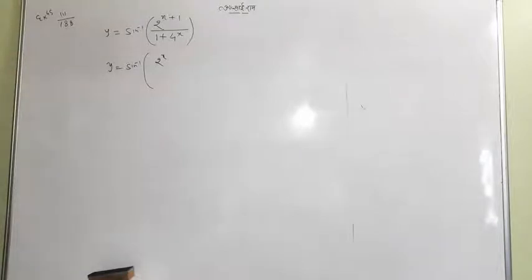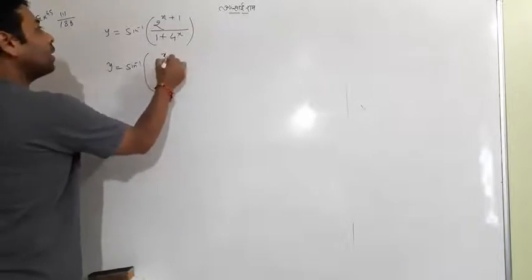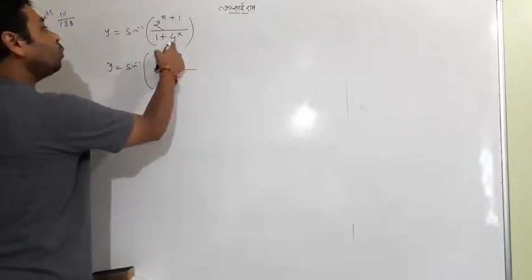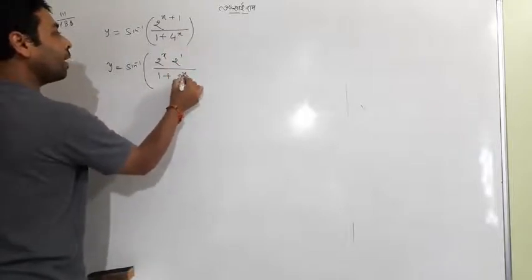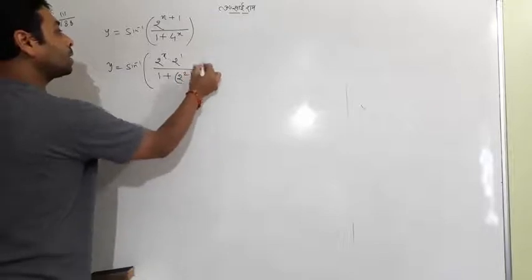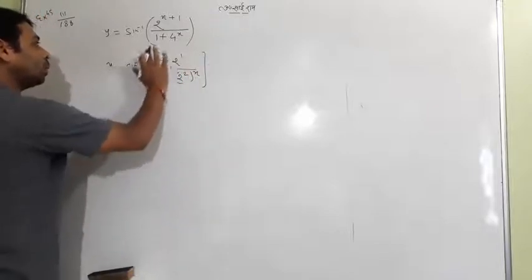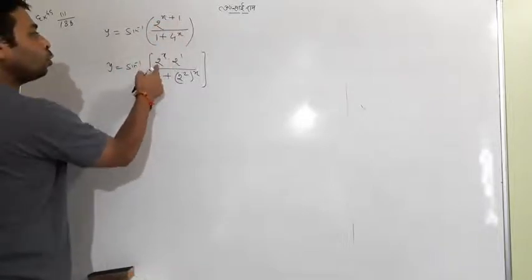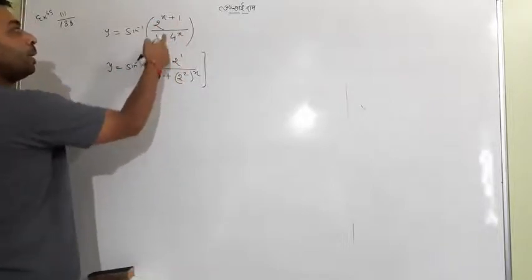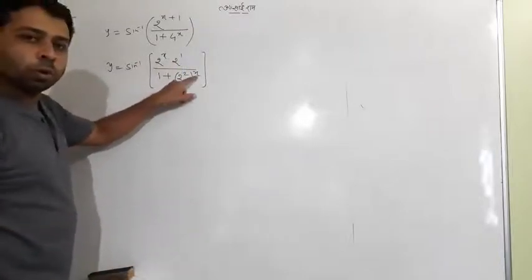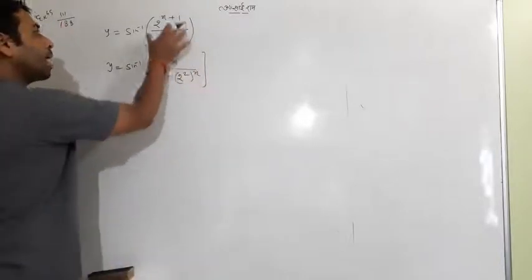Taking 2 to the power x outside, 2 to the power x into 2 to the power 1 upon 1 plus 4 to the power x will be written as 2 to the power 2 to the power x. Now try to catch the term I am writing here: it is 2 to the power x plus 1. I have written 2 to the power x into 2 to the power 1, same meaning. And 1 upon 4 to the power x will be written as 2 to the power 2 to the power x. So both are actually balanced.